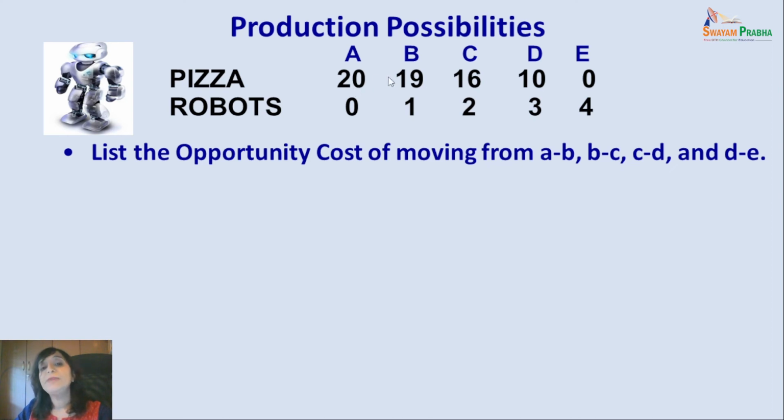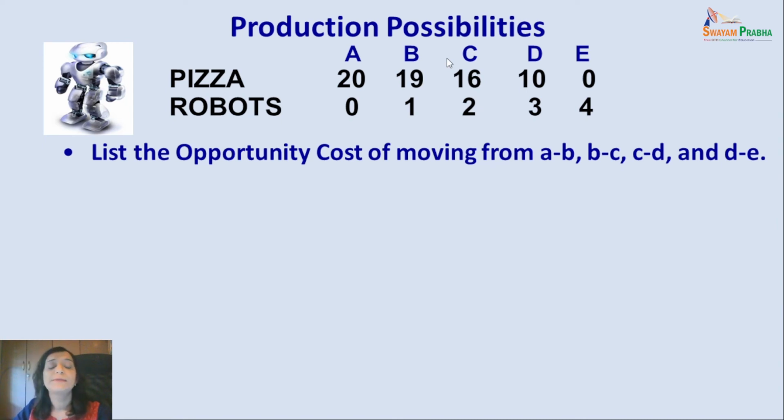Let us say from A to B. Earlier at point A, you are producing 20 units of pizza. Now how much are you producing at point B? 19 units. So you have given up one pizza, but in turn you have got one robot. Go from point B to point C.